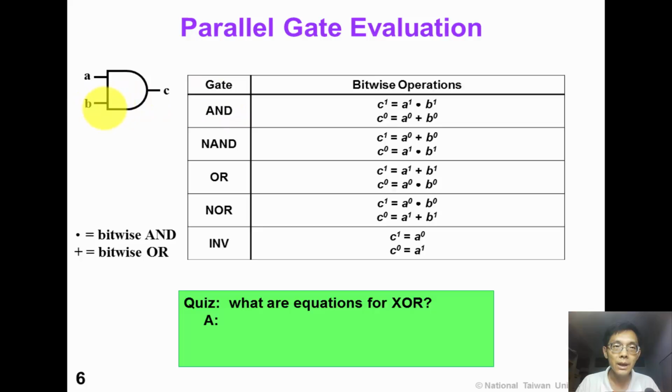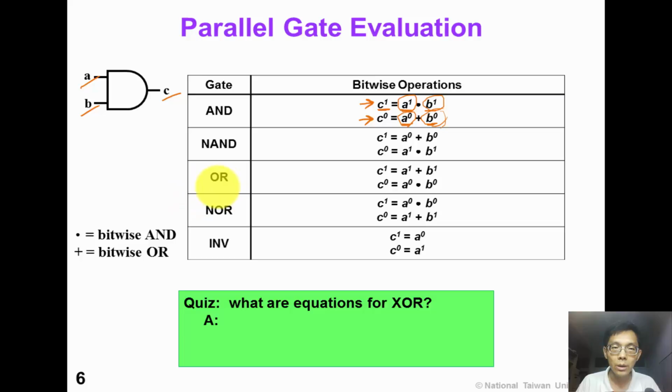For example, for this AND gate, we have A and B as gate input, C is the gate output. We can use a bitwise operation to obtain the output. C1 is equal to A1 bitwise AND B1. And C0 is equal to A0 bitwise OR B0. The reason is that output is 1 only when both A is 1 and B is 1. On the other hand, output C is 0 when either A is 0 or B is 0.